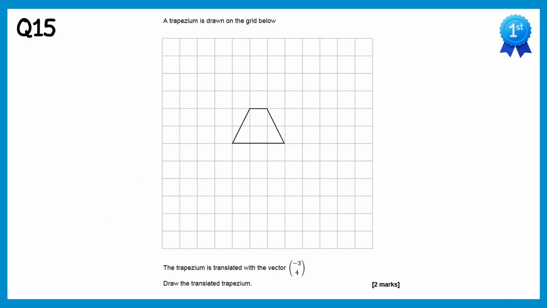For this question, we're going to translate a trapezium. To translate a shape just means to move it, and we've been given a vector here. The top number is -3. That tells us we're going to move 3 left. The bottom number is 4. That says we're going to move 4 up. So first of all, trace the shape with some tracing paper like this, and then we'll move it in those directions. So we'll go 1, 2, 3 to the left, and then 1, 2, 3, 4 up. And that's where you draw your shape.